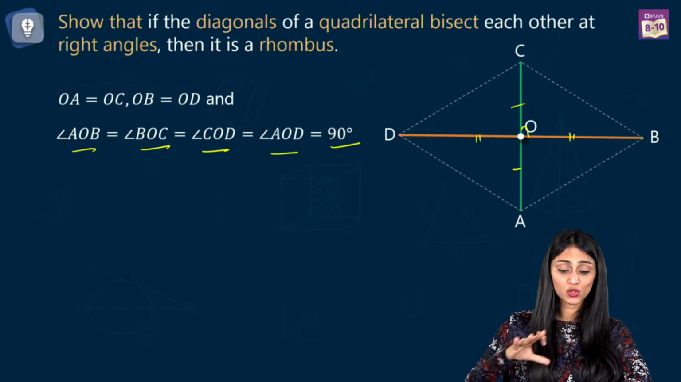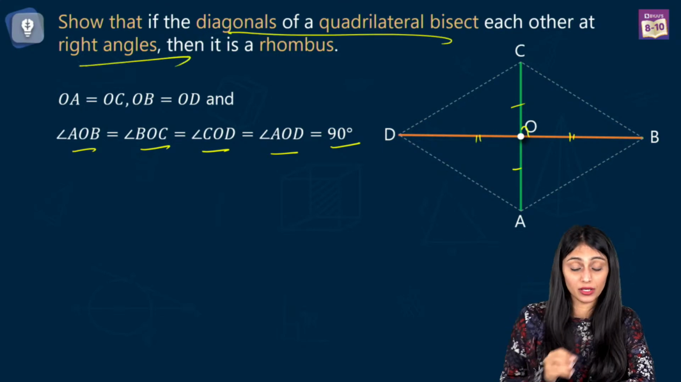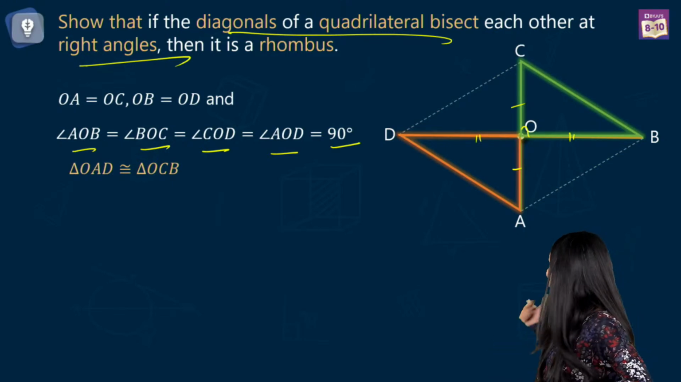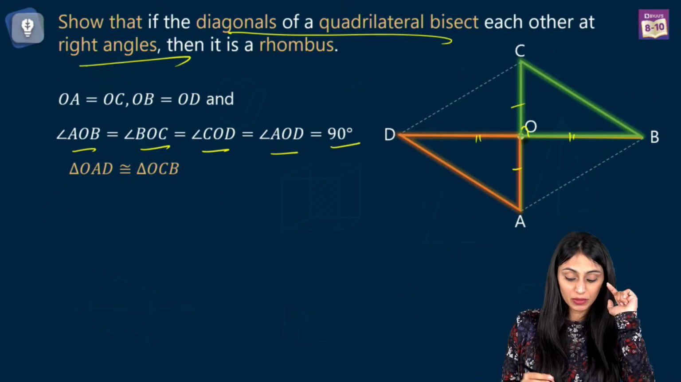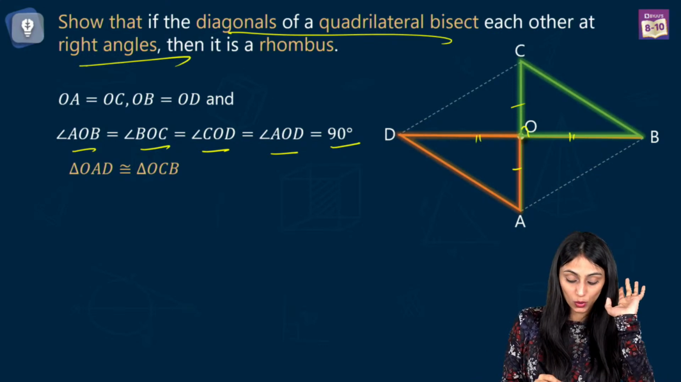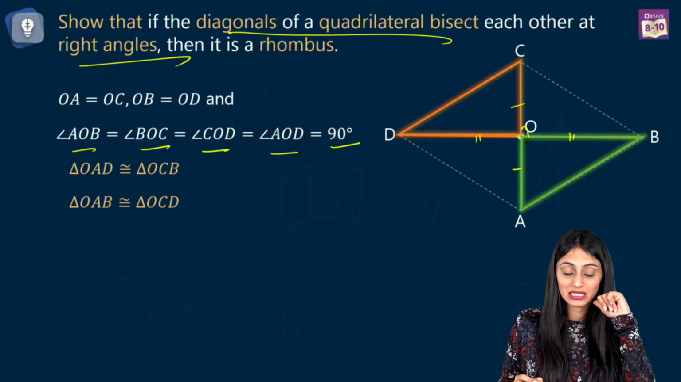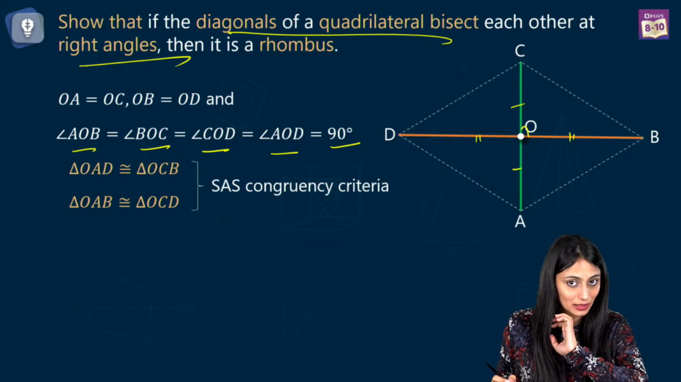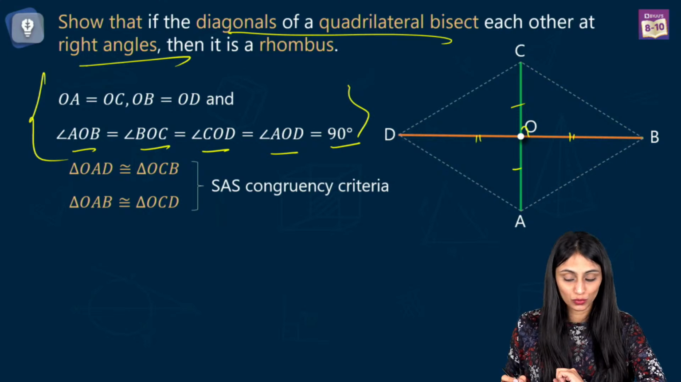Alright. So here all these angles are 90 degrees. This is the given information that we get from here. Now, triangle OAD and triangle OCB, the highlighted triangles over here, will be congruent. We can prove them congruent. And triangle OAB and triangle OCD will also be congruent using the SAS congruency criteria. We can prove them congruent because we have the given information to prove them.